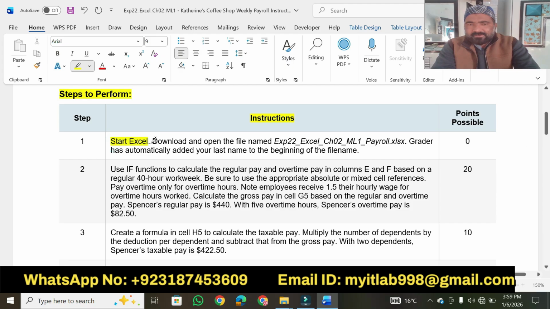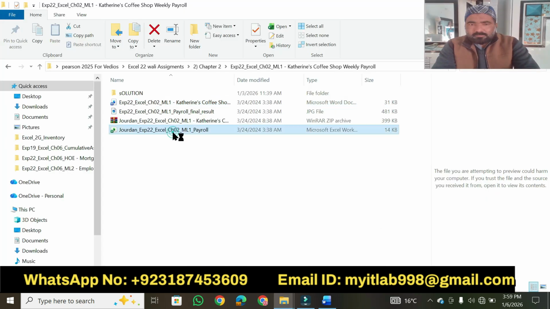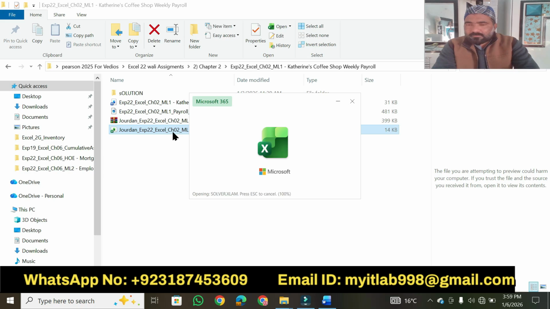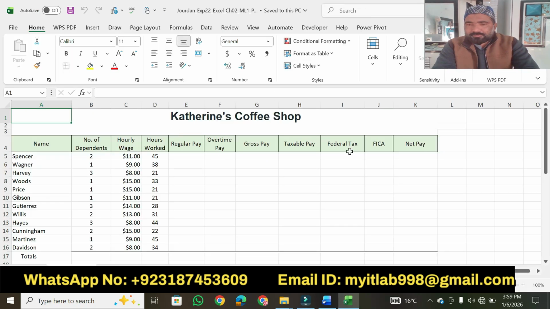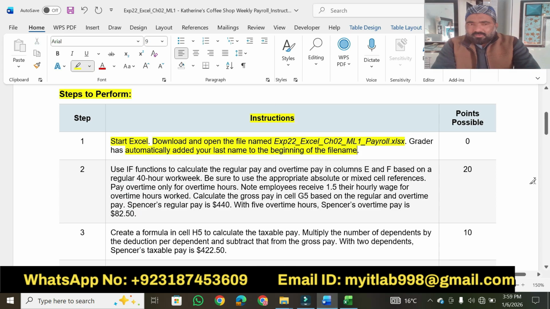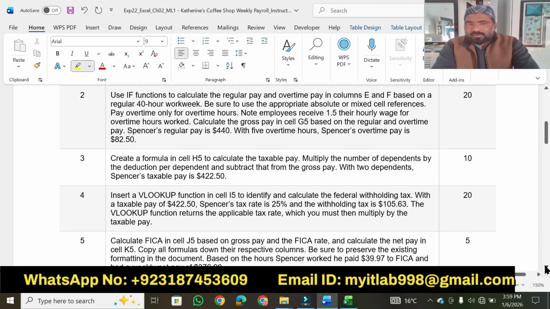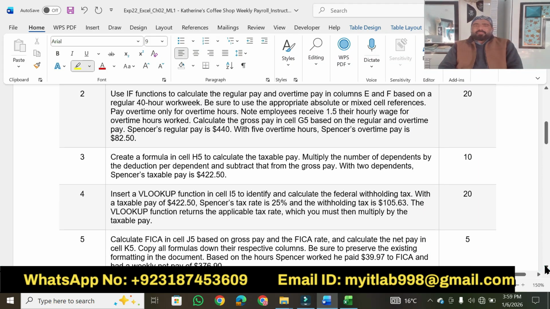Start Excel, then download and open the file that we have already downloaded from Pearson. The grader has automatically added our last name at the beginning of the file name. So we have to open the file first. So question number 1 is done. That is not graded, but it is really important that we solve it. After solving question number 1, now we are moving toward question number 2.